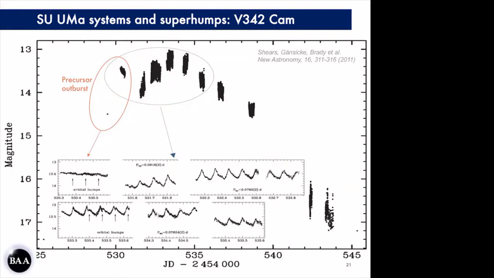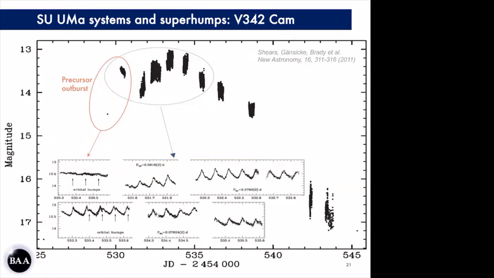This is an example of an SU UMa, SU Ursae Majoris system that we observed a few years ago. It's fairly faint. You can see that its brightness is around 13th magnitude, visible with a fairly large telescope visually, but I observed it with a CCD camera. And you can find all sorts of interesting data about the star from these long-term light curve observations.